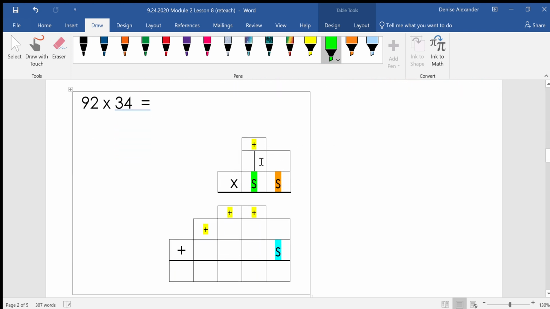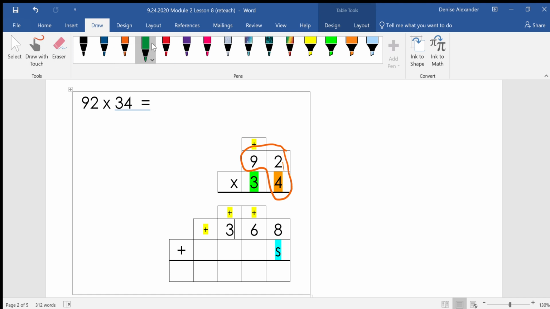We have 92, and then we have 34. So I got 4 times 2. You guys are right, 8. We have 4 times 9, 36, right? So I put my 6 and then my 3, 36. Now, because this is what we just did, you guys. We just took this 4 and multiply it by 92.